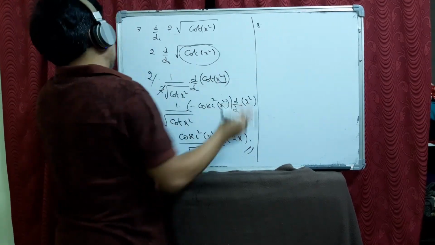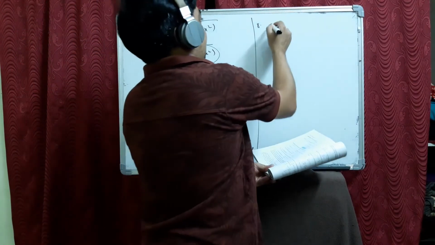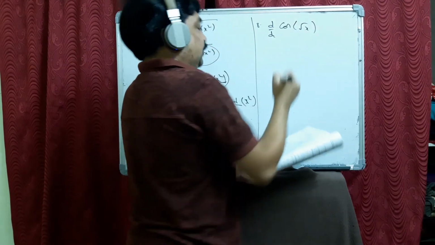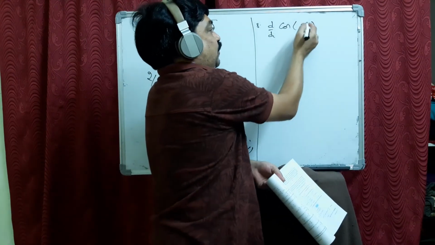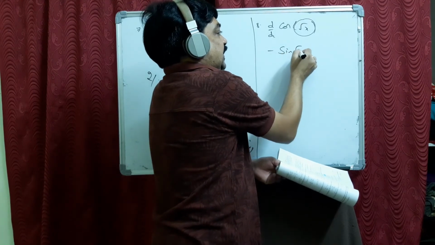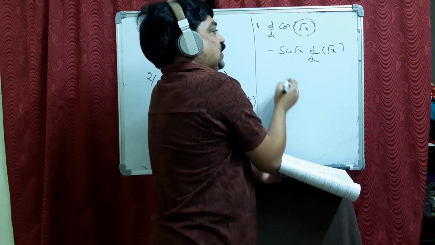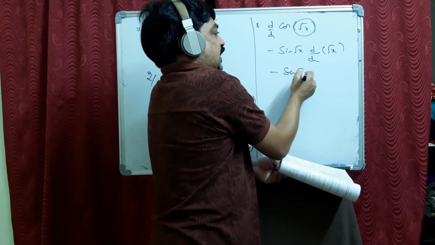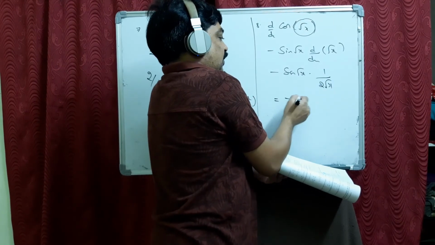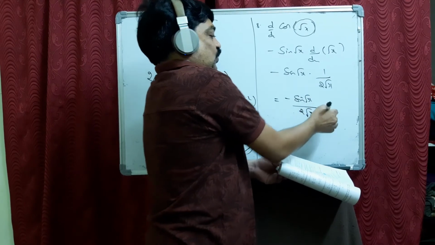In the same way, the 8th problem, d by dx of cos of root x. Cos of root x will be, assume this as x, it becomes minus sine root x into d by dx of the thing which we assume as x, that is root x. So it becomes minus sine root x into the derivative of this, which is 1 by 2 root x. It becomes minus sine root x by 2 root x. Okay.